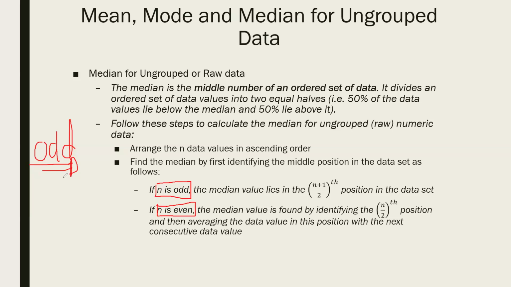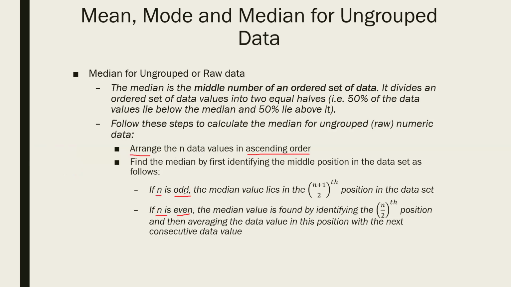Then what is an even number? An even number is a number that is divisible by 2. For example, 2 divided by 2, you get 1. 4 divided by 2, you get 2. Remainder 0. So every number that is divisible by 2, it's an even number. Every number that is not divisible by 2, that's an odd number. So now that I've explained this, what you need to know, the next stage after you arrange your data in ascending order, you want to check if n is an odd number or n is an even number.